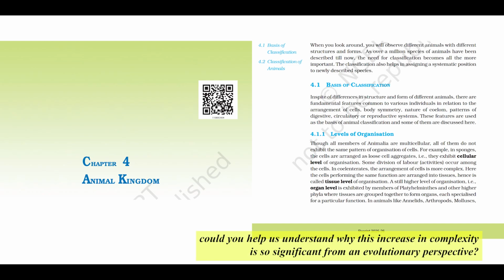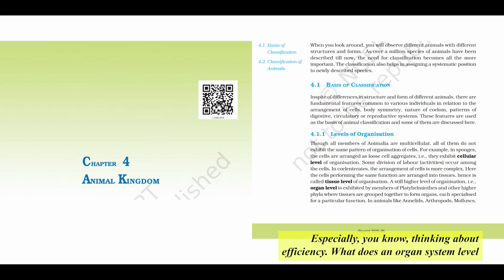Could you help us understand why this increase in complexity is so significant from an evolutionary perspective? Especially, thinking about efficiency. What does an organ system level allow an animal to do that a tissue level animal just can't, or maybe not as well? That's an excellent question and really vital for conceptual understanding. This increase in organizational complexity represents a major evolutionary leap.